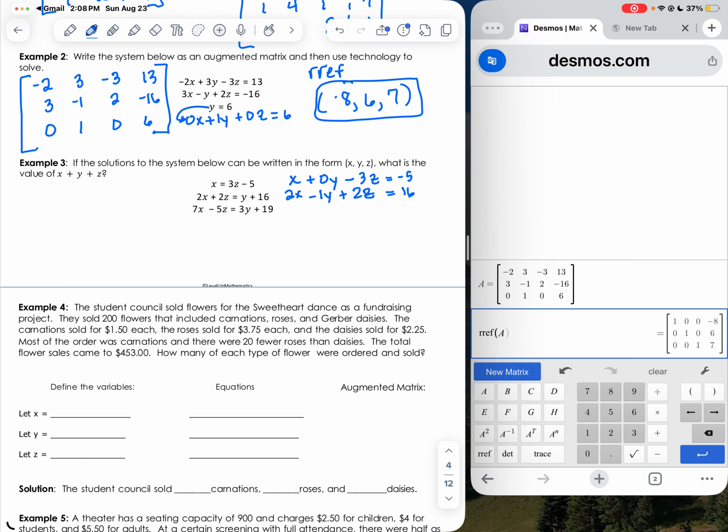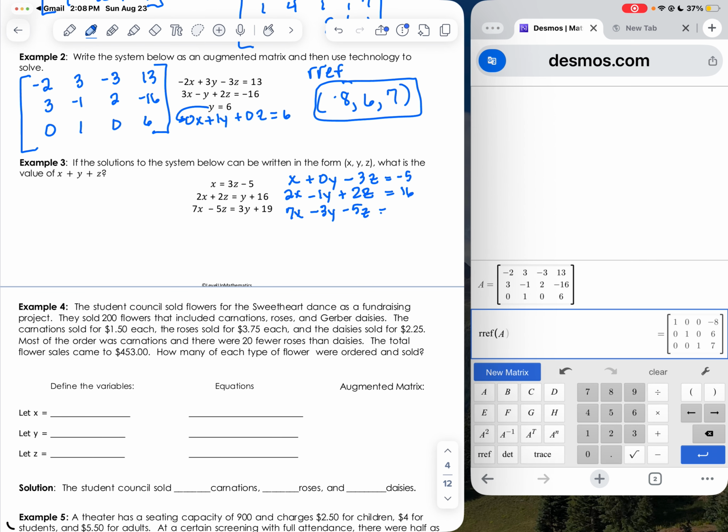On the bottom row, I have 7x. The 3y is on the wrong side, so I need to move it to the left side and put it as -3y minus 5z is equal to the constant term of 19. All right, now we have our equations set up in standard form. We're ready to create our matrix. So my coefficients will be 1, 0, -3, -5, 2, -1, 2, and positive 16, 7, -3, -5, 19.